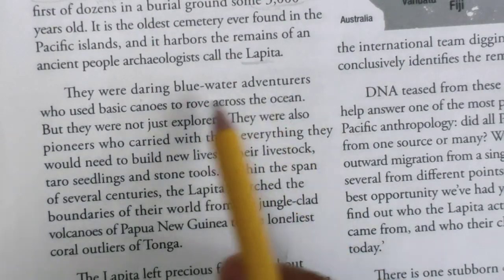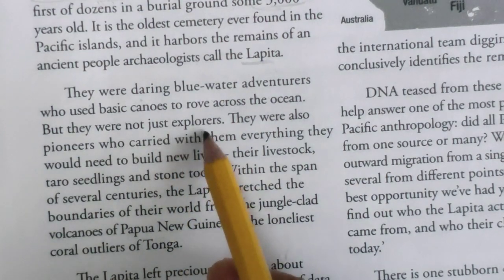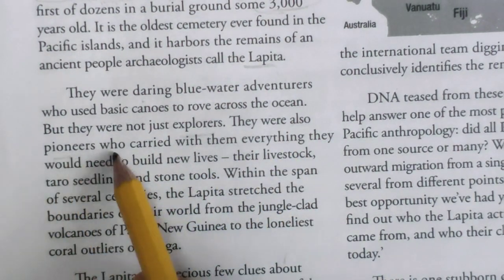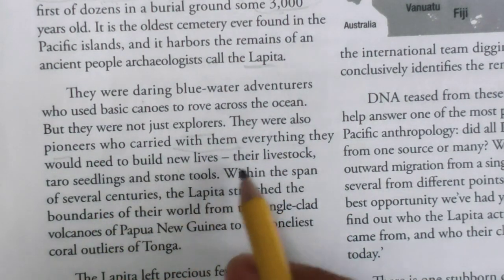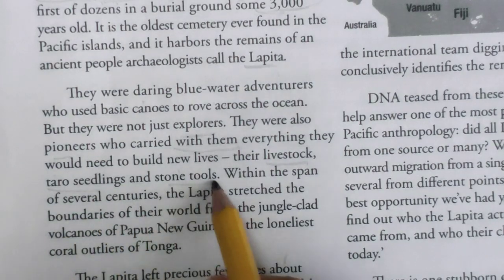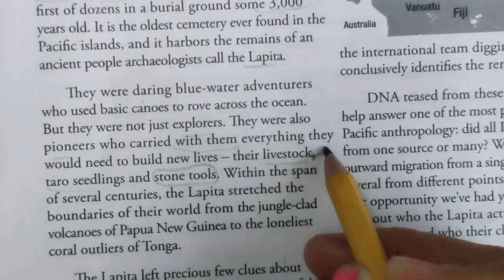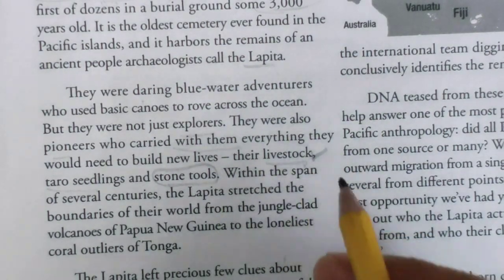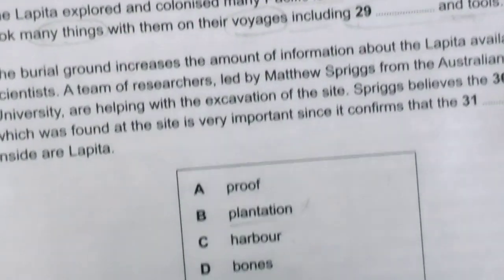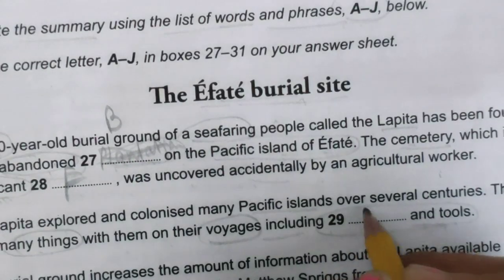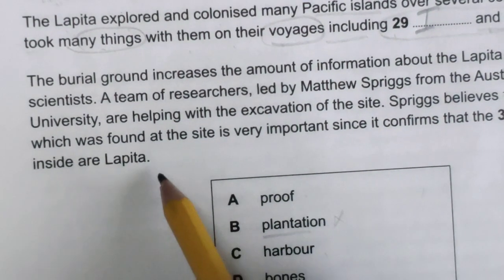There were daring blue water adventurers who used basic canoes to rove across the ocean, but they were not just explorers. Okay, they were also pioneers who carried with them everything they would need to build new lives, their livestock, tools. Yes, they are talking about tools. So of course we can just write here livestock, but we have to select from this. So here they have given animals, so we will be writing I in 29th. Okay, so yes, I in 29th. So let's move on to the next.